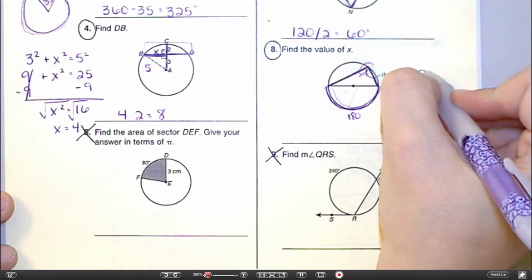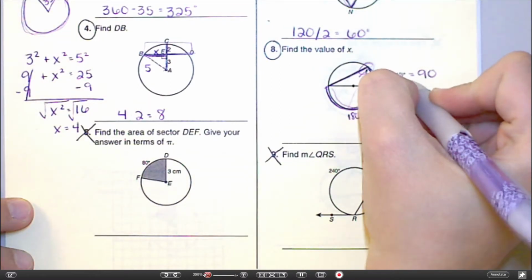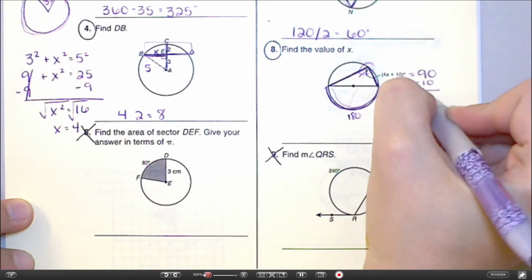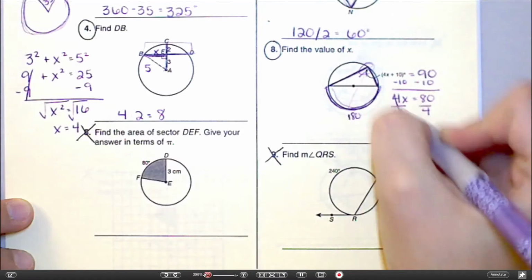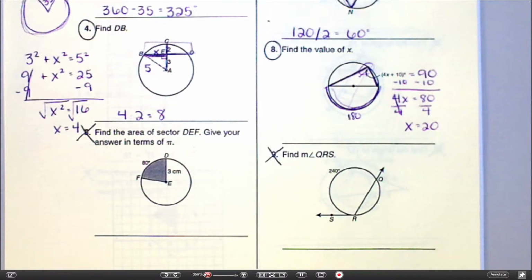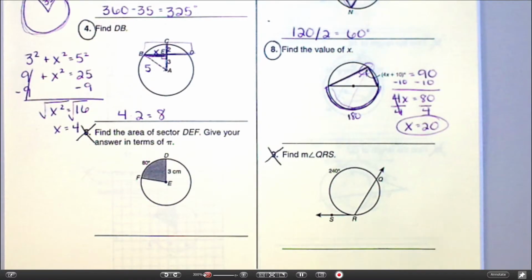So I know that this 4x plus 10 is equal to 90. Okay? Let's solve that. What would I do? Minus 10. Good. So 4x equals 80. Divide by 4. X equals 20. Oh, and yep. Is that what the question asked? Yep. This time the question did just ask what is x. So there you go. X equals 20.